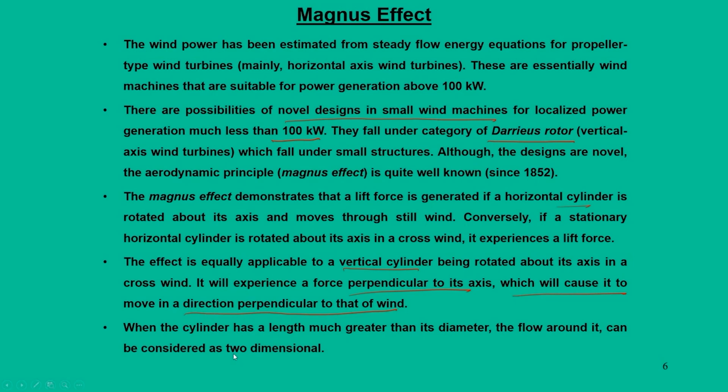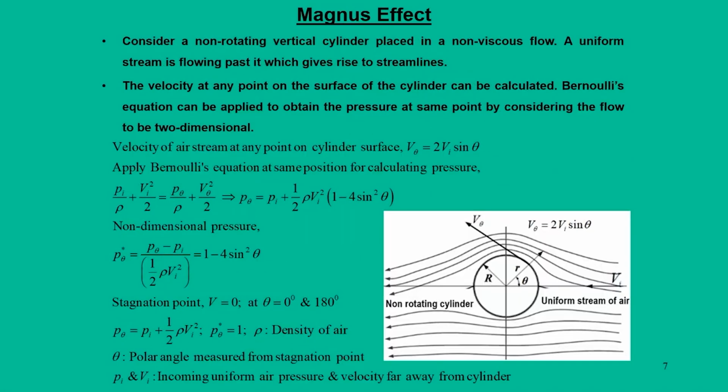Another thing is that to make this analysis more simplified, we can imagine the length of the cylinder to be much greater than its diameter, so that the flow around it can be considered typically two dimensional, because length effect will not come into the picture. So, we will discuss this Magnus effect in detail.